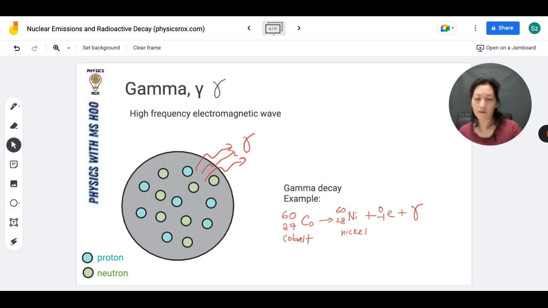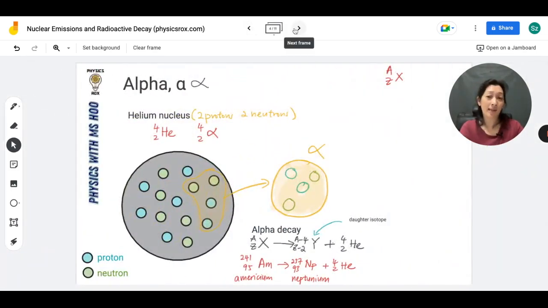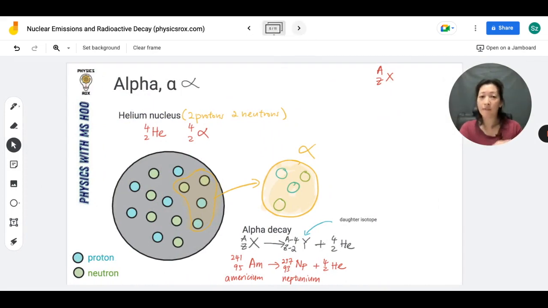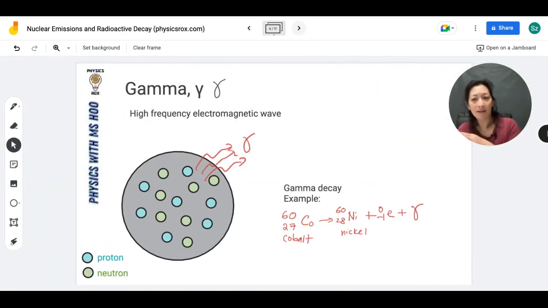Now, having said that though, that doesn't mean everything that releases alpha will have gamma at the same time, or everything that releases beta has gamma at the same time. No. It can be alpha only, like americium. It can be beta only, like carbon-14. Or it could be alpha and gamma, or beta and gamma. So these are the 3 types of radioactive emissions that you need to know.